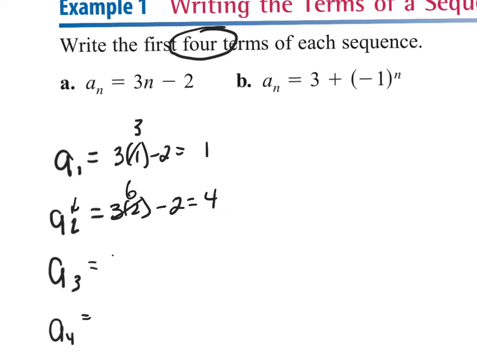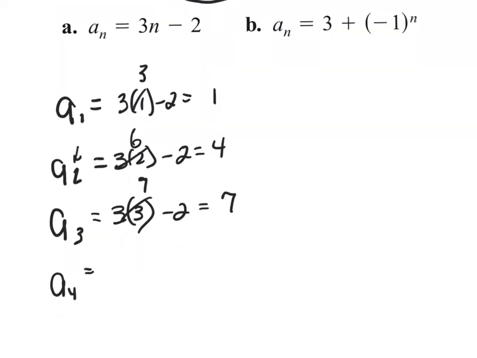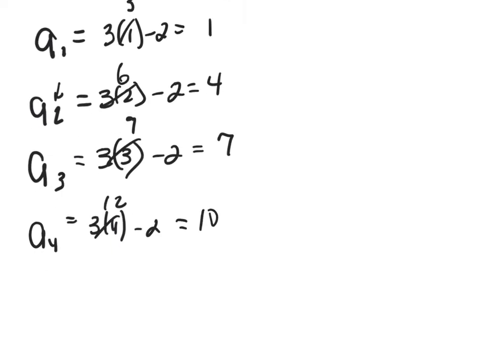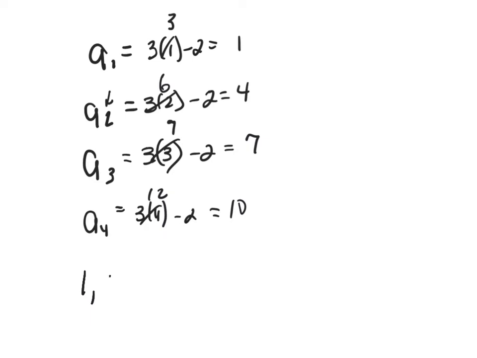If I want to find the third term, I plug in 3 for n. So 3 times 3 minus 2, 9 minus 2 is 7. And then the fourth term, I'd plug in 4. So I have 3 times 4 minus 2. 12 minus 2 is 10. So my sequence, my terms are 1, 4, 7, 10. And this could keep on going. Right? This is term 1. This is term 2. This is term 3. This is term 4. We good?